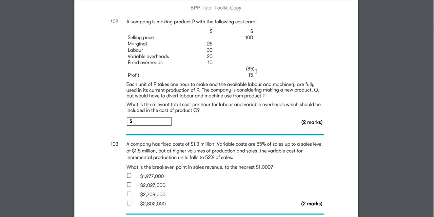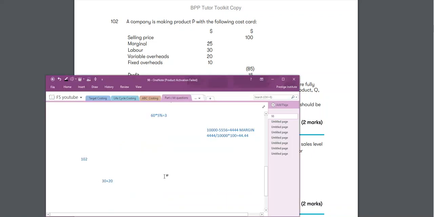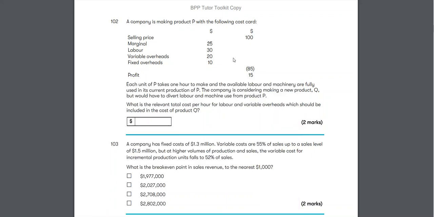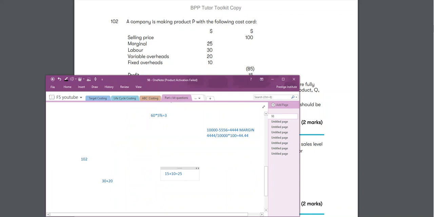Full capacity means that if we go to product Q, we will not be making product P. So the contribution foregone from product P should be added to the cost. The contribution is 15 profit plus the fixed cost, which is 25. So this becomes the relevant cost for labor and overheads, and 50 plus 25 becomes 75.